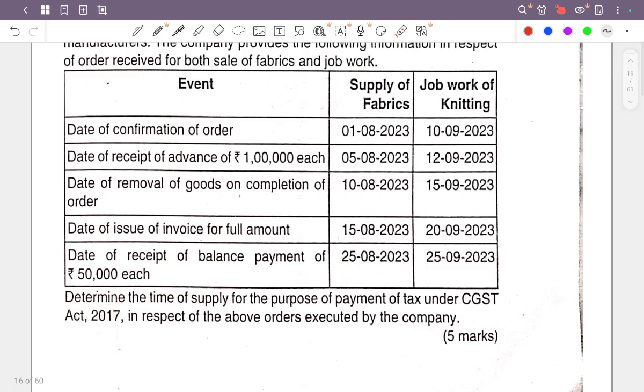Now the job work. Date of confirming the order: 10th August. Advance of 1 lakh received 2 days after that, on 12th September. Removal of service: I completed the service on 15th September. Full invoice I am sending on 20th September and receiving the balance amount on 29th September.